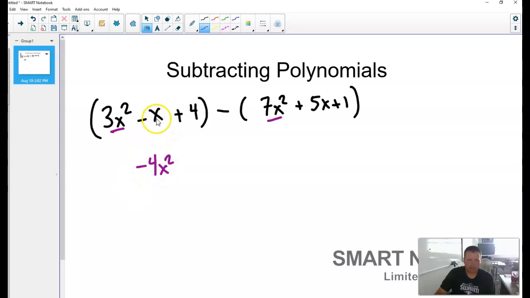Then I'm going to go to my x term, so negative x minus 5x, so negative 1. Remember, there's just a 1 here whenever we don't write it. So negative 1 minus 5, which would give me negative 6, and I put the x with it. And then 4 minus 1, so 4 minus 1, which would give me 3, so positive 3 for that.